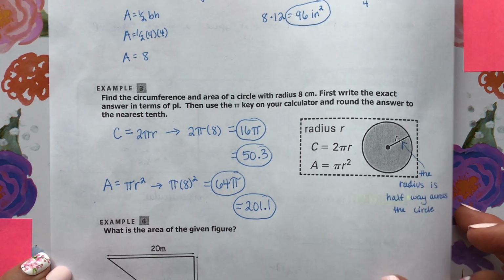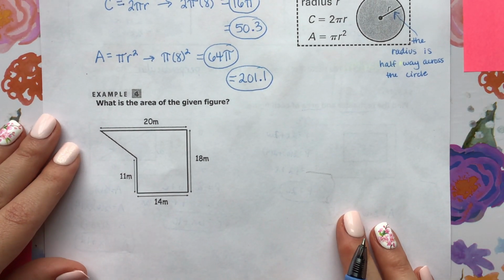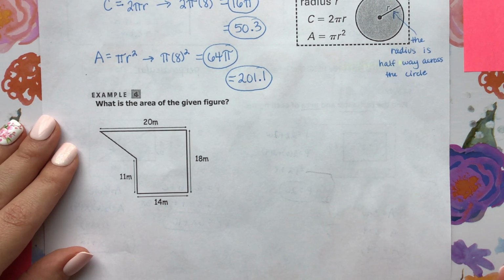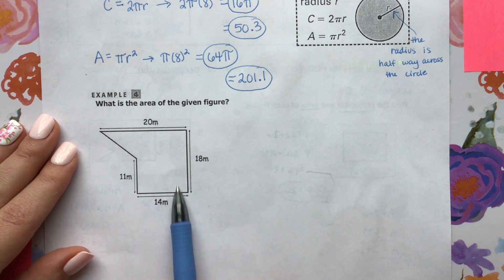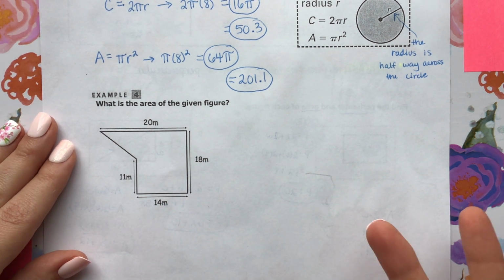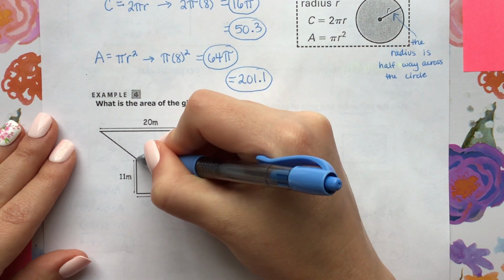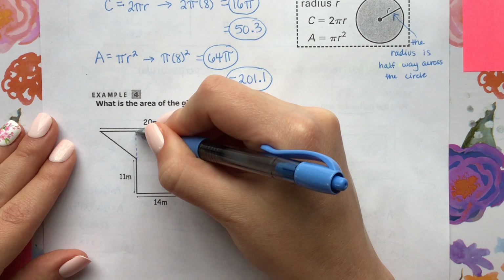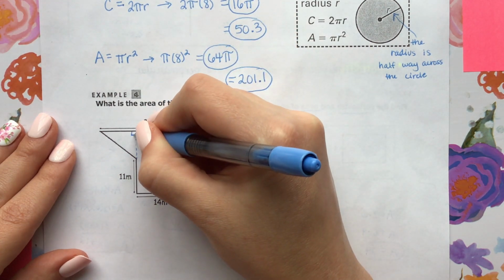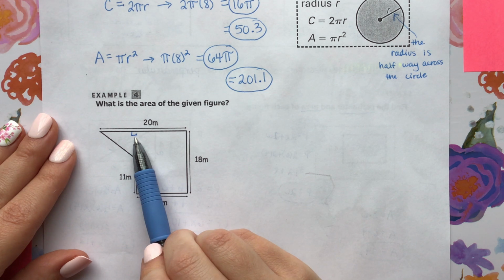We have one more problem for today's notes, and it says, what is the area of the given figure? Well, notice how this is not a typical shape like what we're used to, but we can break it down into 2 shapes that we know and are familiar with. So I'm just going to draw a dotted line here. I'm going to put in a 90-degree angle symbol so we can tell that I'm drawing that perpendicularly.